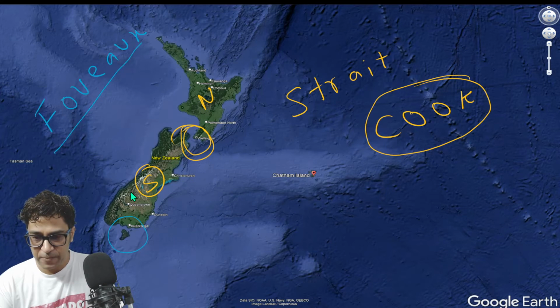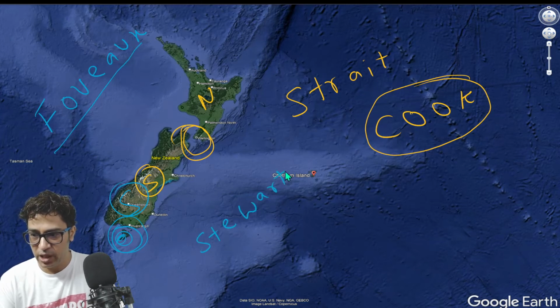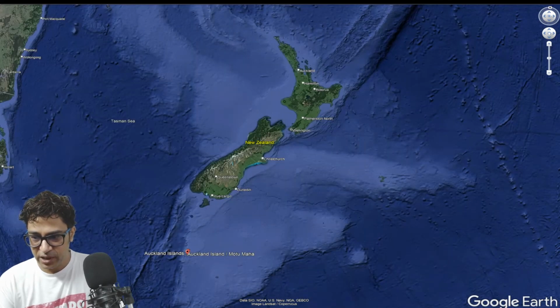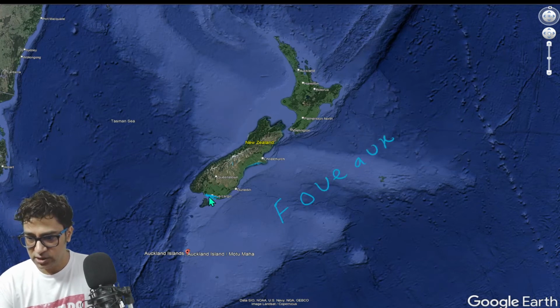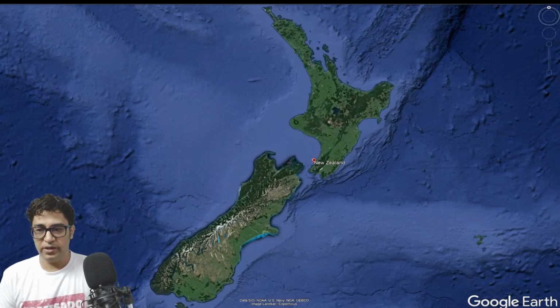Between South Island and Stewart Island, this small island is Stewart Island, S-T-E-W-A-R-T. Between South Island and Stewart Island lies the Foveaux Strait, F-O-V-E-A-U-X. It is pronounced as Foveaux Strait. Now let us look at some of the water bodies that surround New Zealand.